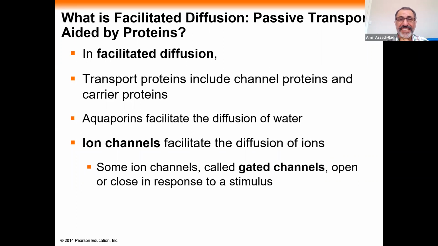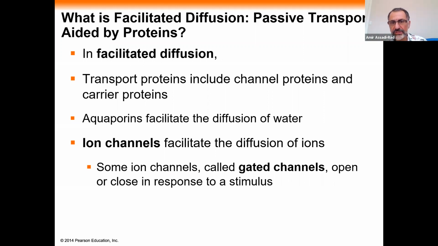What is facilitated diffusion? Passive transport aided by proteins. In facilitated diffusion, transport proteins include channel proteins and carrier proteins. Aquaporins facilitate the diffusion of water. Ion channels facilitate the diffusion of ions. It means the protein molecules within the cell membrane open and close, so the ions can go in. And you will see an example of it here in a minute.